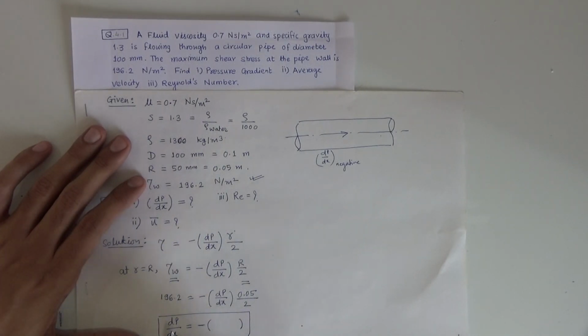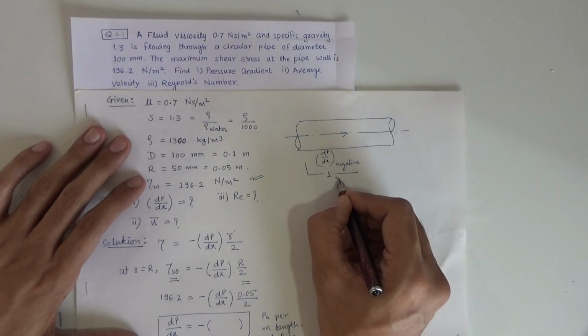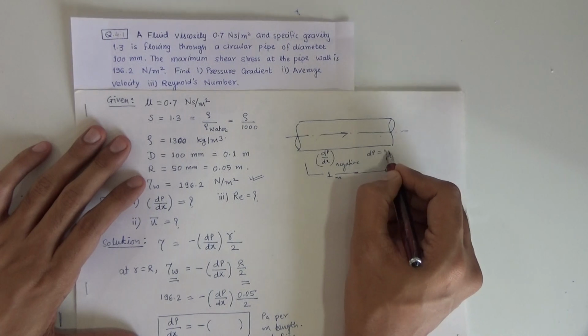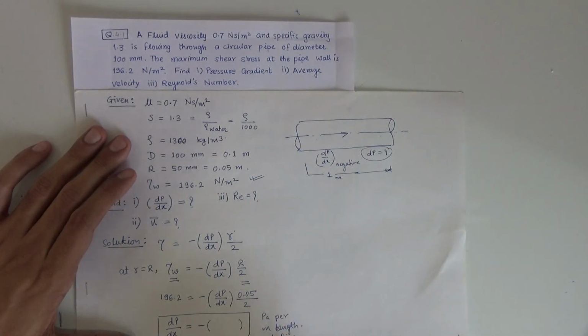The unit of this is very important. The unit of pressure is Pascal, and this is per unit length, so it is per meter length of pipe, because this is a gradient. So for 1 meter length, how much is the difference dP? That is what we have now obtained. That is the pressure gradient. The first part is covered.